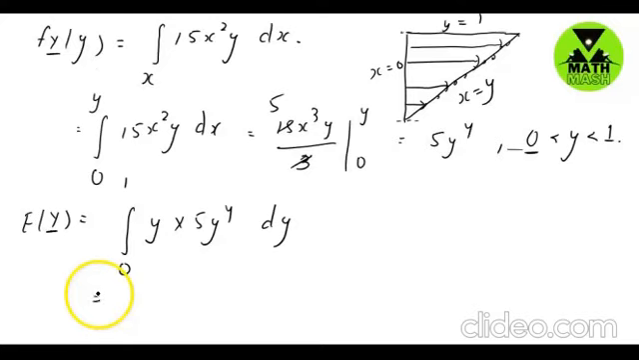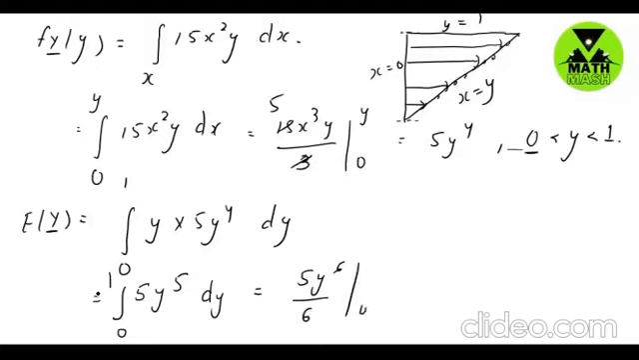Now integrate with respect to y. So this becomes the integral from 0 to 1 of 5y/4 dy, which equals 5y²/8 with limits 0 to 1. So this is simply 5/8. This is the expected value of Y.